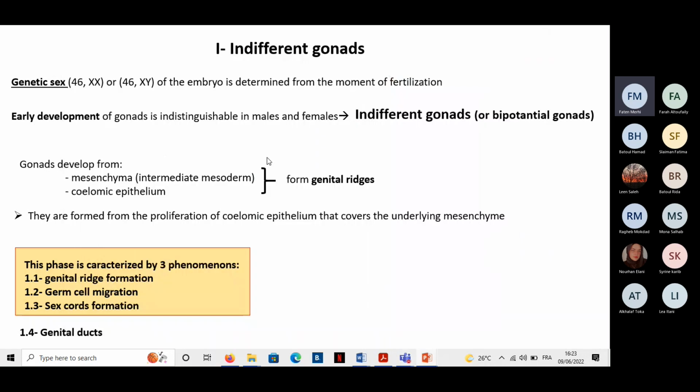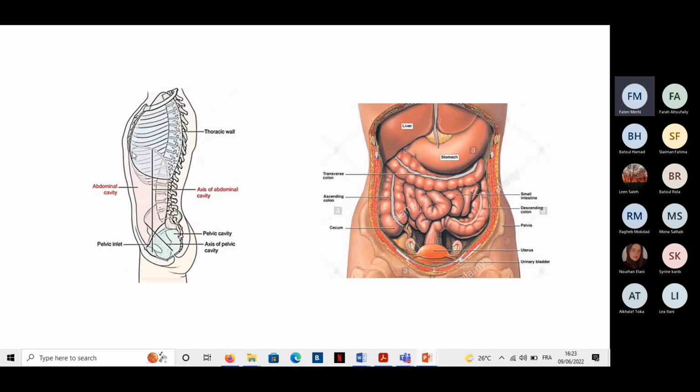Okay. So a coelom is a cavity that is in the body, and like we can see here, for example, we have the abdominal cavity, which is the cavity in our abdomen. In this cavity we have the stomach, the intestines, the uterus, and many organs. The kidneys and the gonads will be in this cavity. So the coelom is a cavity.